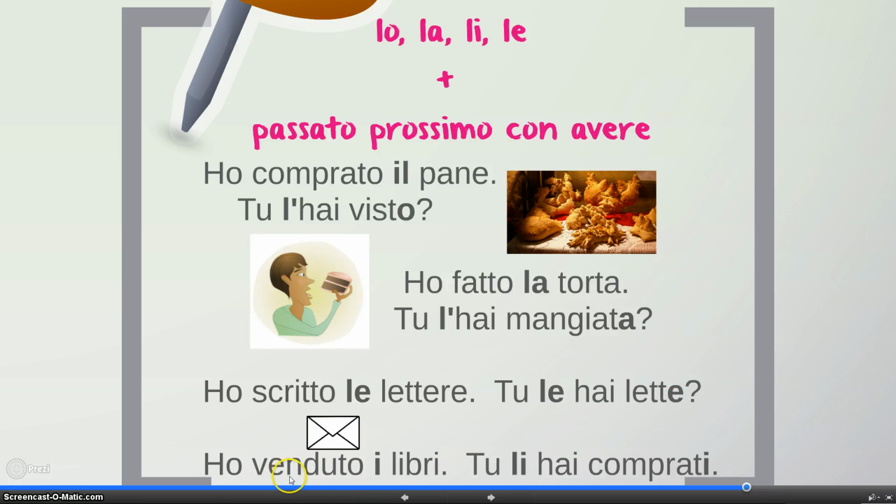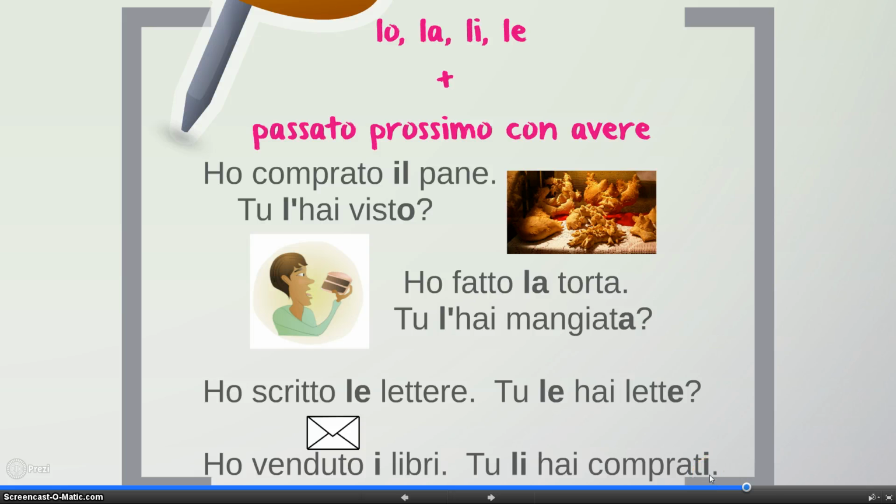And the final example, ho venduto i libri. Tu li hai comprati? I sold the books. Did you buy them? Once again, we have the plural masculine pronoun, which means we have to alter our past participle to be plural and masculine.